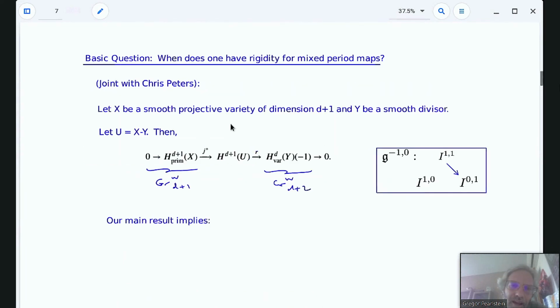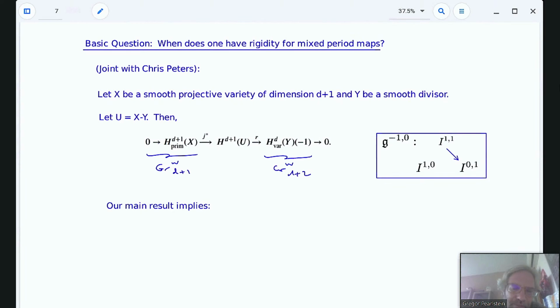Part 2. When does one have rigidity for mixed period maps? This is joint work with Chris Peters. The basic idea is we'll take X as smooth projective of dimension d plus 1 and Y as a smooth divisor. Then we can look at the complement, and if we look at the primitive part of X in degree d plus 1, then of course that's pure. Then we get the cohomology of the complement, degree d plus 1, and then we have a kind of residue map down to the homology of Y twisted by minus 1.